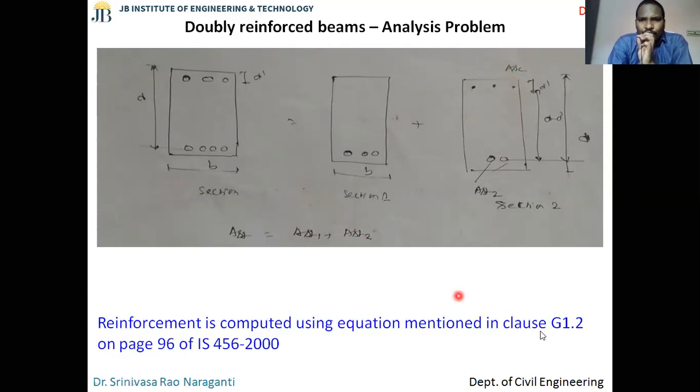If you go to page number 96 and clause G1.2, then we see the relevant clauses for the doubly reinforced section. Let me show you guys the clause for the doubly reinforced section. Just a moment, guys. Let me open the page.